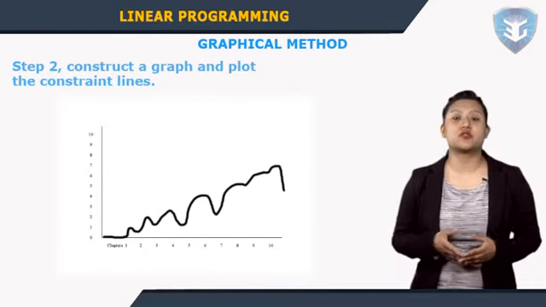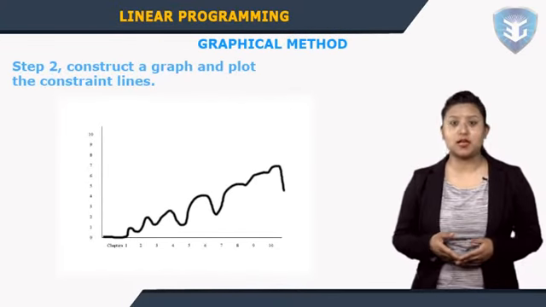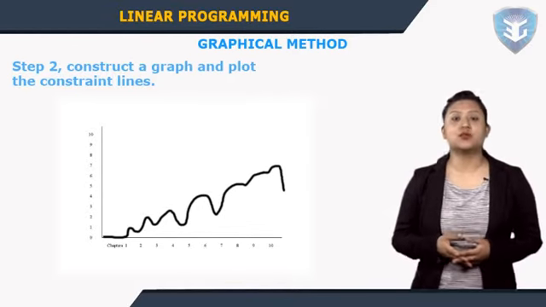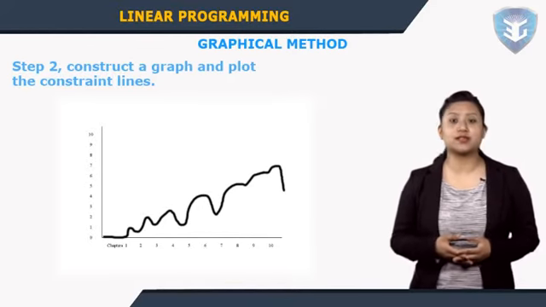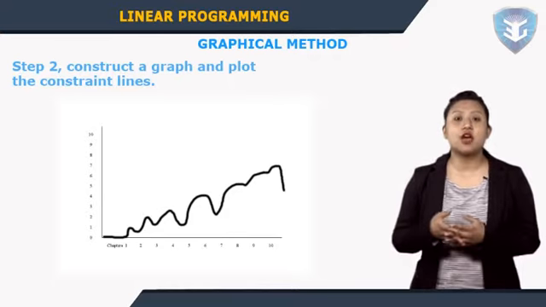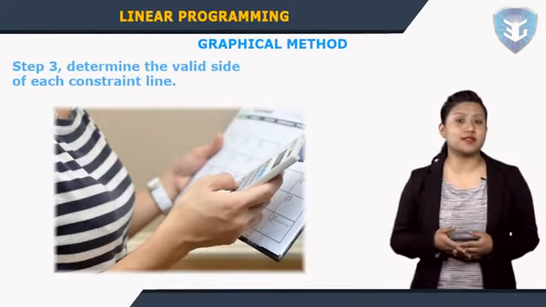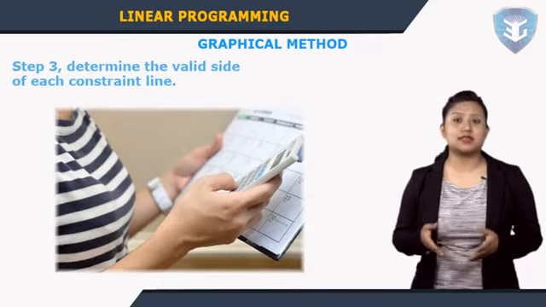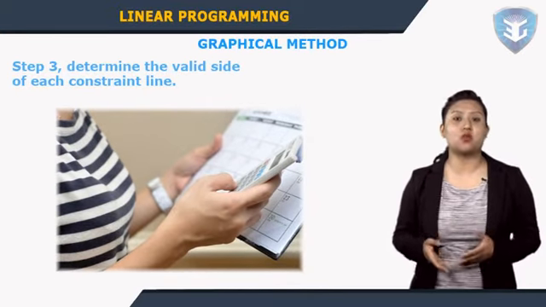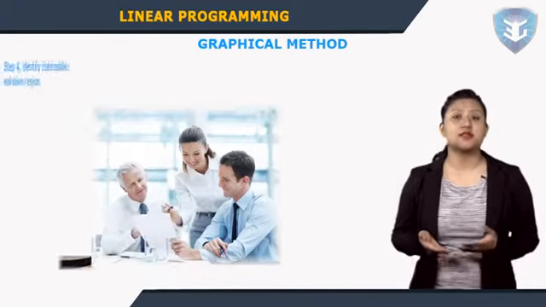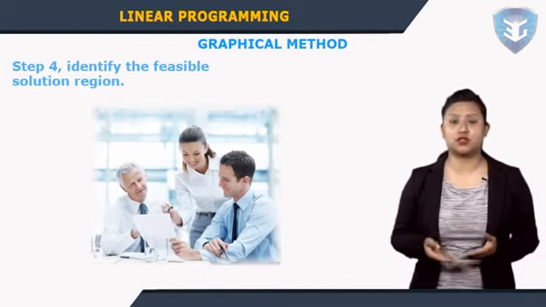Step 2. Construct a graph and plot the constraint lines. Constraint lines represent the limitations on available resources. Usually, constraint lines are drawn by connecting the horizontal and vertical intercepts found from each constraint equation. Step 3 is to determine the valid side of each constraint line. The simplest way to start is to plug in the coordinates of the origin and see whether this point satisfies the constraint.